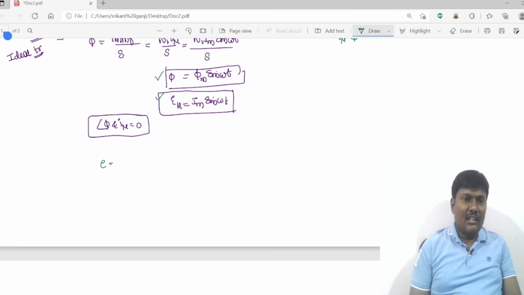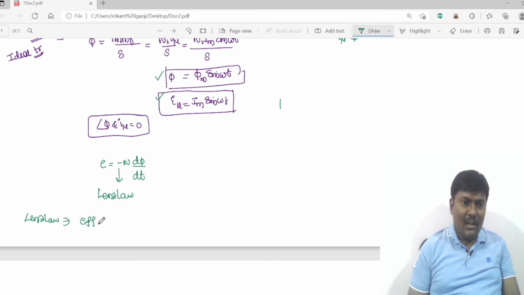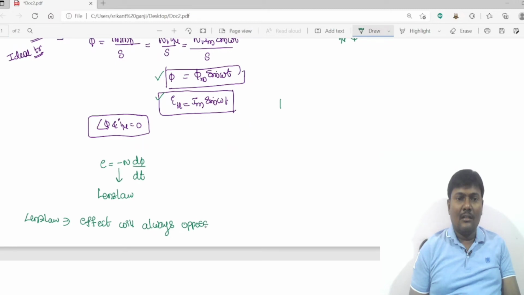This alternating flux is linking with the primary and secondary. An EMF is induced according to Faraday's law. This minus sign is according to Lenz's law. What does Lenz's law say? Lenz's law says that the effect will always oppose the cause.